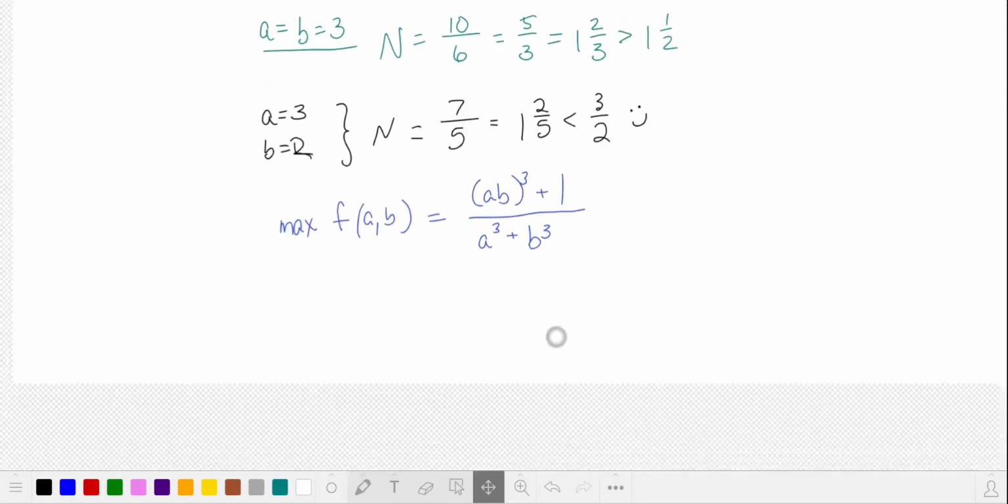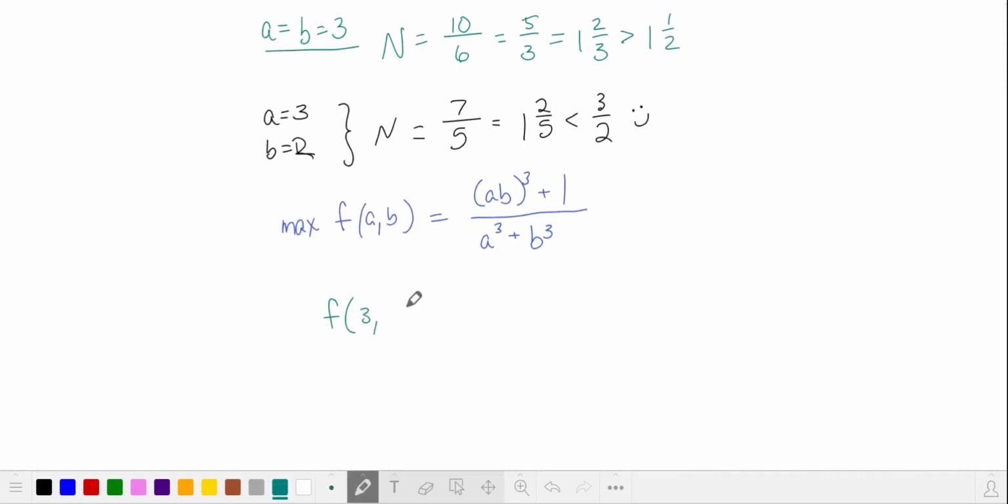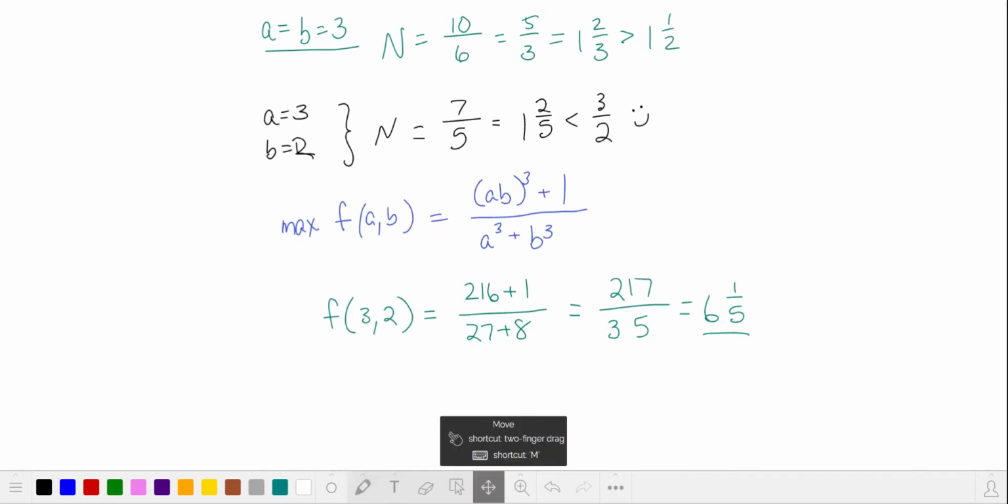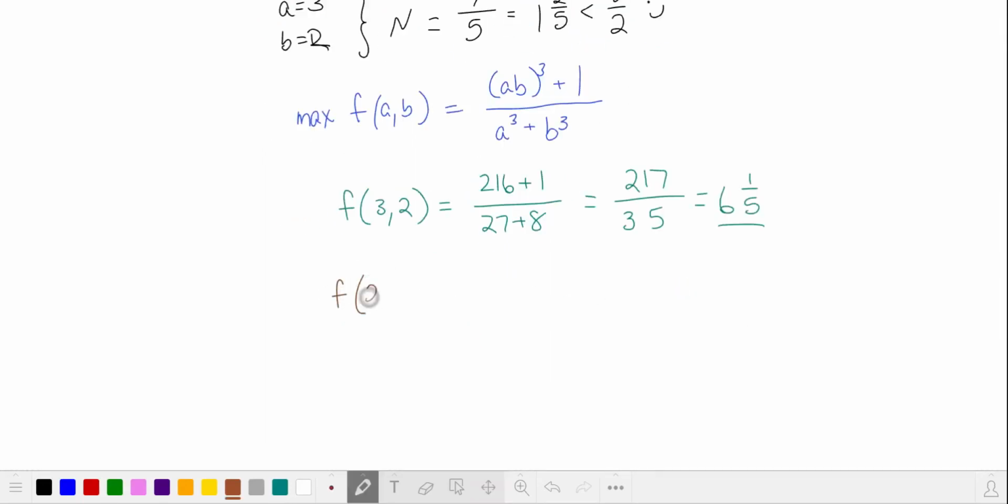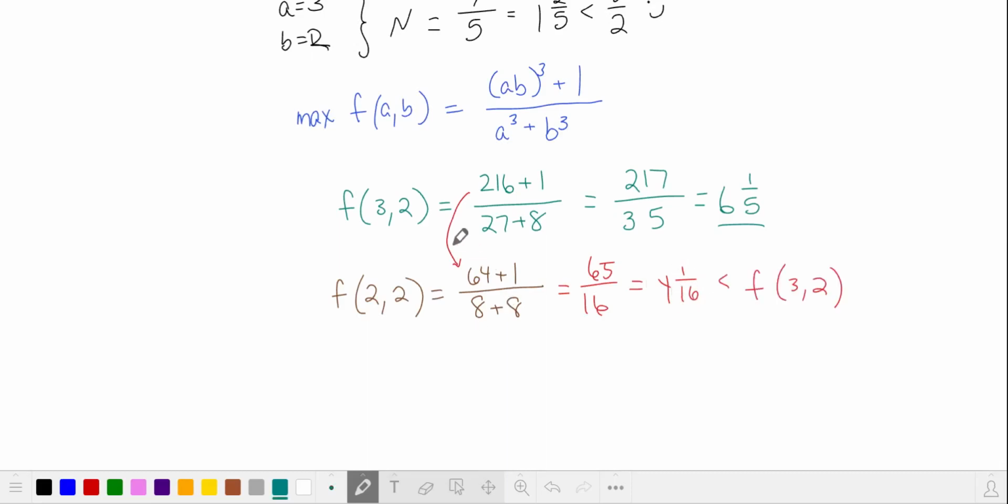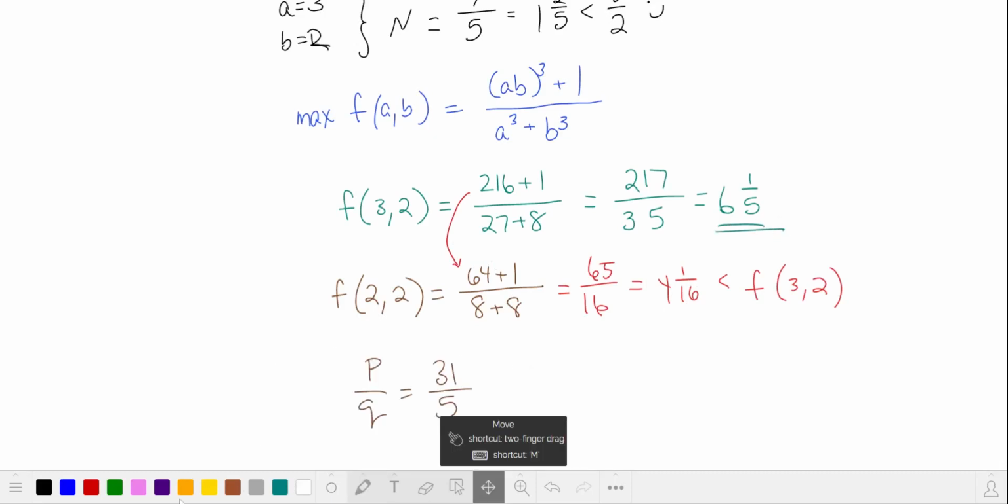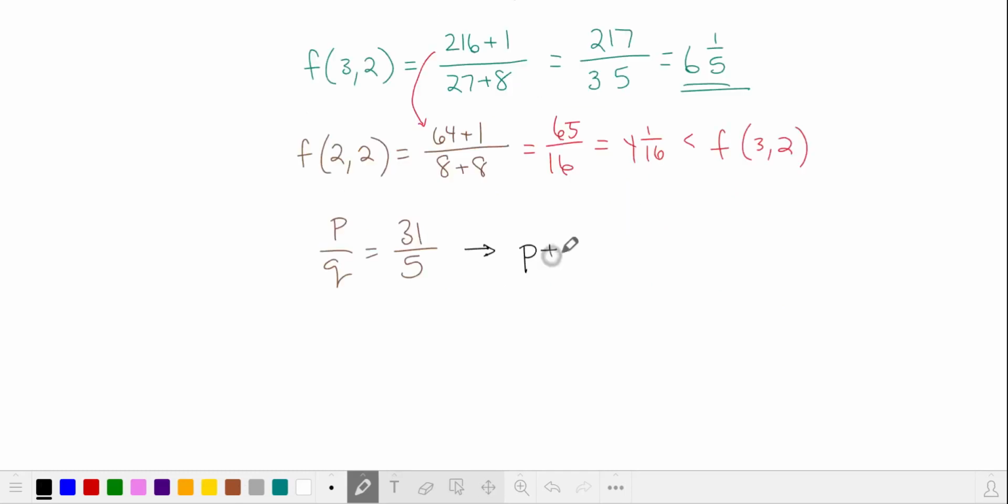Here's the expression we're trying to maximize. Let's try our highest values of a and b. Here our function is valued 6 1/5. Let's see what happens when a and b are smaller values. We see right away that our numerator declines a lot and our denominator only declines a little bit. This fraction is just a little bit above 4. And substituting smaller values of a and b is just going to make this value even less. So we have our maximum value. That's 31 over 5. And the problem asks for P plus Q. So our answer is 36.